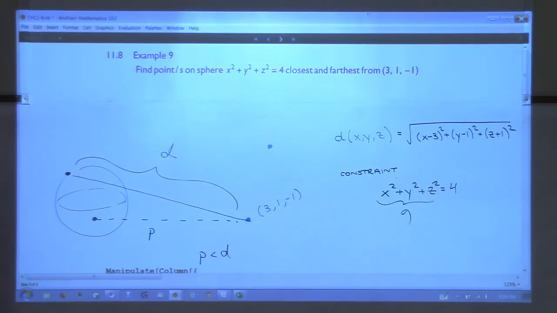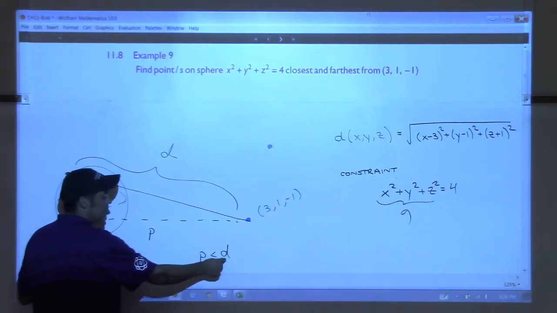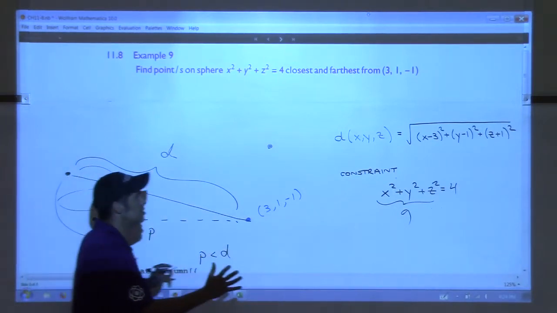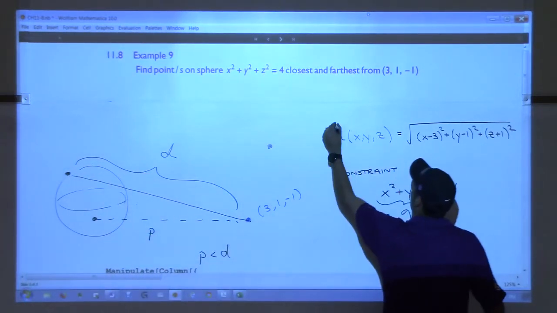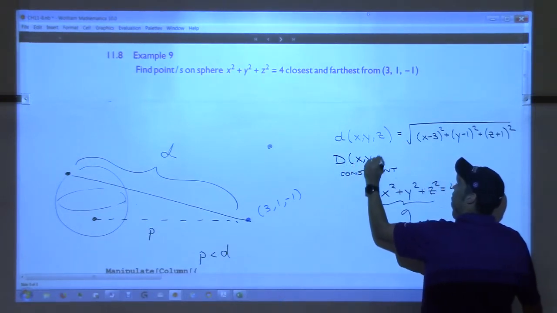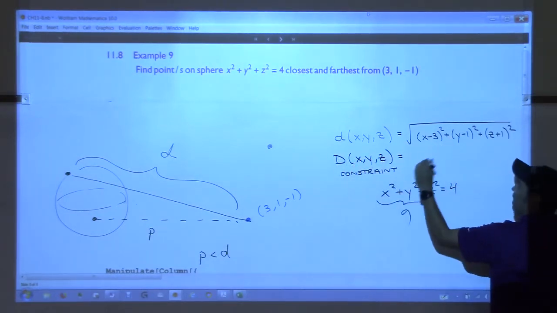Then the square of this distance is still going to be bigger than the square of this distance. So what that allows you to do is, instead of looking at this, we look at something like capital D, which is the square of that, which is this.